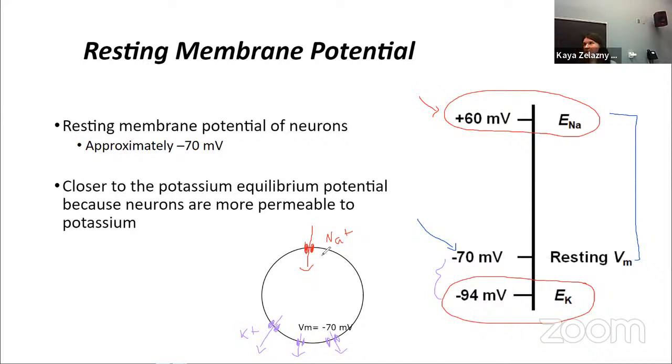So if we open up channels, we're going to see a really fast movement of sodium because of that distance, versus the force for our potassium, because we are closer to that equilibrium potential to start with. There's a little bit less of a force for potassium. So potassium is moving, but it doesn't have so much motivation because we're closer to where it wants to be.